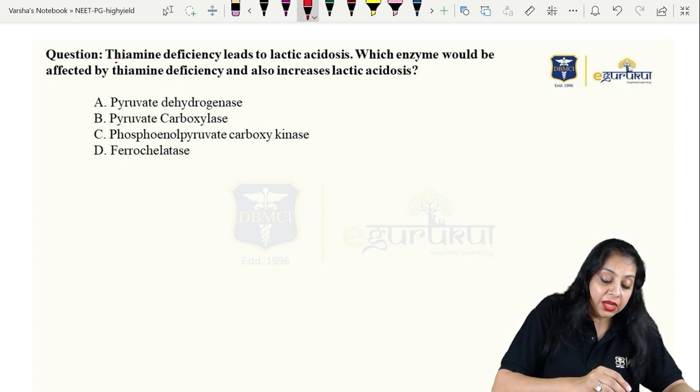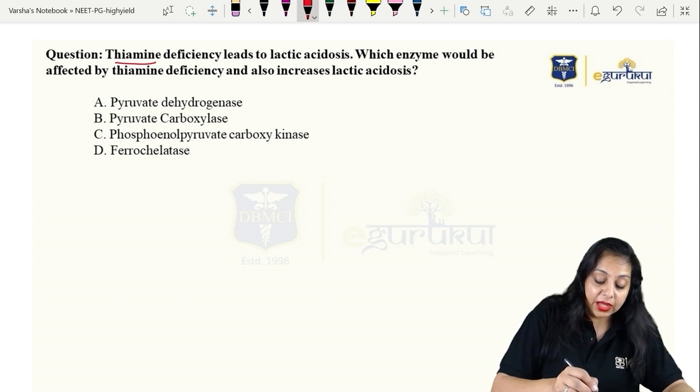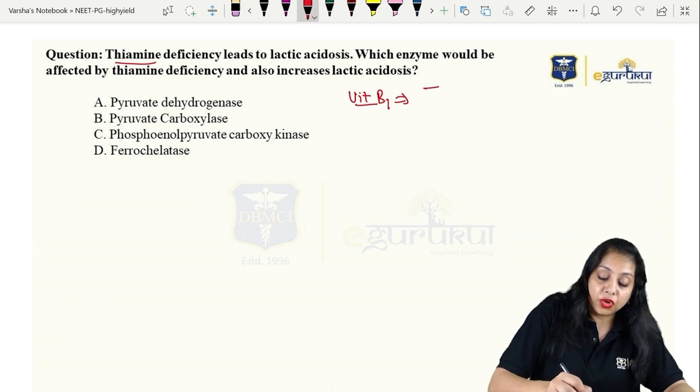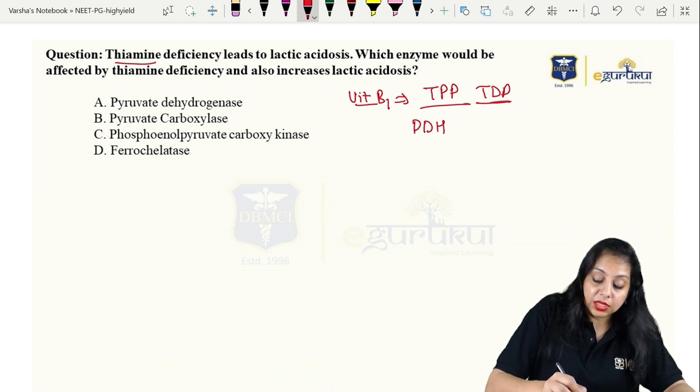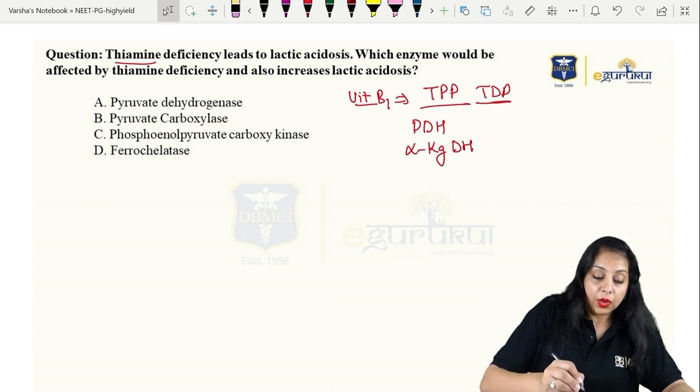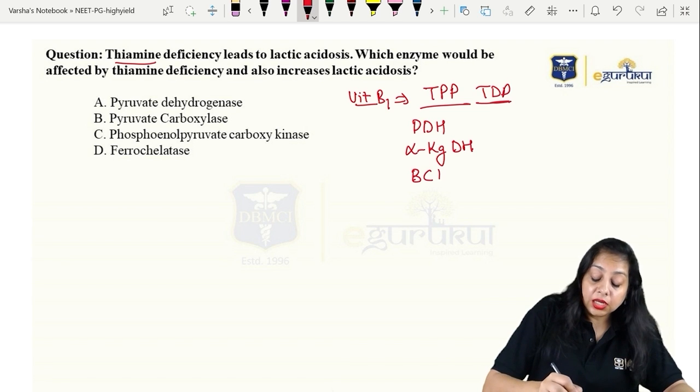So thiamine deficiency. Thiamine is your vitamin B1. Vitamin B1 is the cofactor thiamine pyrophosphate or thiamine diphosphate. These act as a coenzyme for what? Pyruvate dehydrogenase, alpha-ketoglutarate dehydrogenase. What else? Branched chain keto acid dehydrogenase. All those dehydrogenases and transketolase.